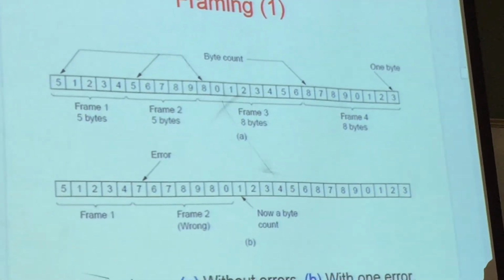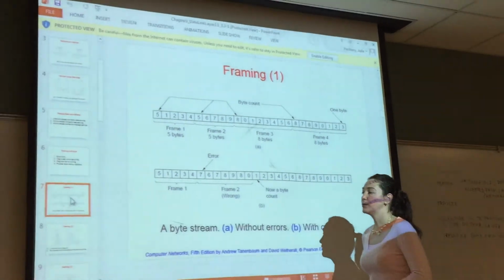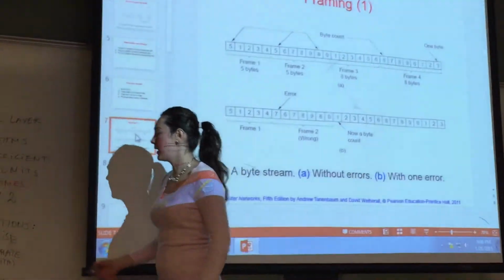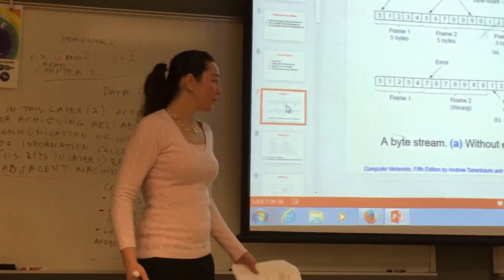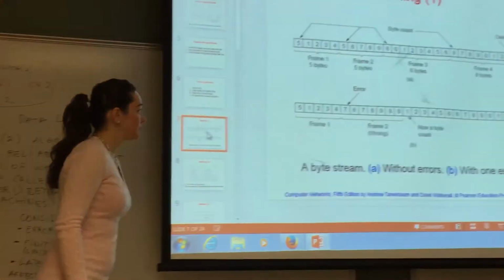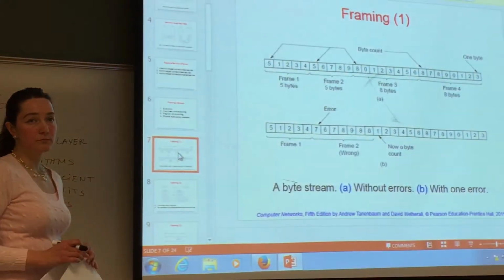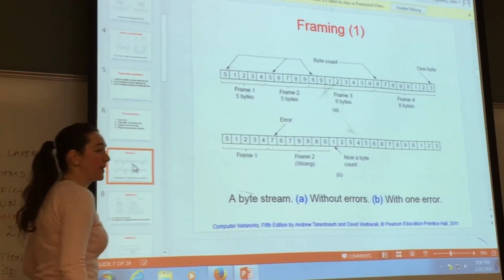Now, errors can happen. We said there is no perfect channel. There can be errors, or there can be noise or interference in the channel. If that happens, do you see any problems with this framing algorithm then?